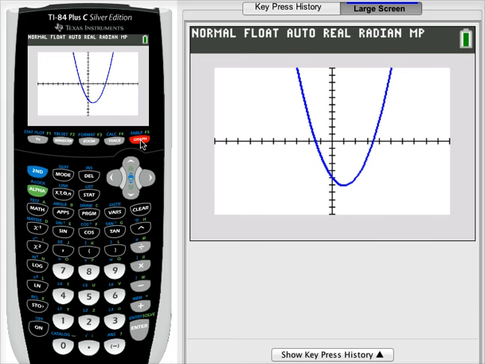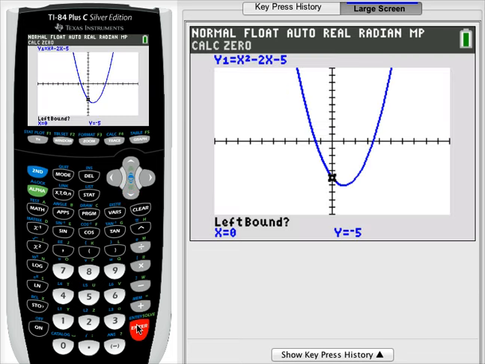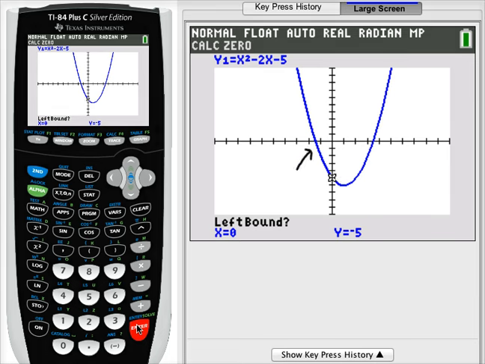So to do a calculation, remember, just like where we went in the previous notes, go into calc, and this time we are calculating zeros. So I'm going to go down to the second option. Now I'm going to focus on this zero first, that one over here. Now notice, the commands for this are exactly the same as the commands in the previous notes.